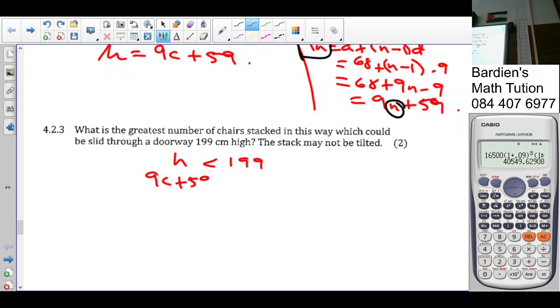So your height is what? 9c plus 59. It has to be less than 199. So we take it over, it becomes 199 minus 59, which gives us 9c less than 140. Check if that's correct. Divided by 9. So your c value has to be less than.